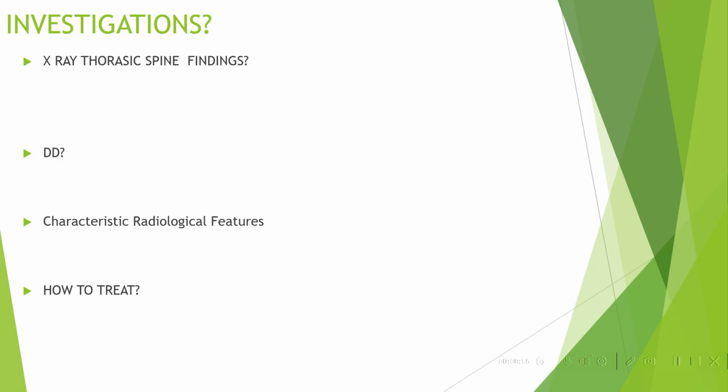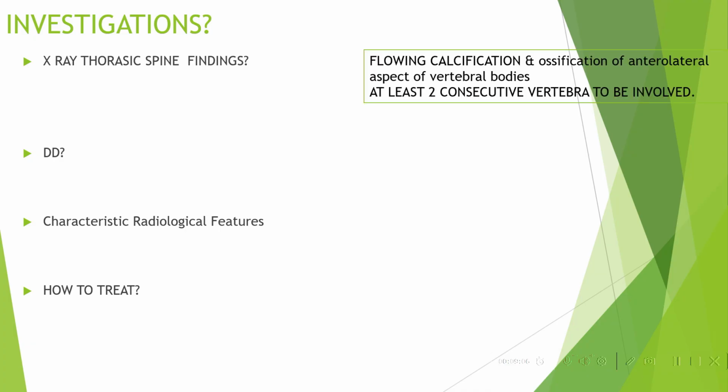On the X-ray of the thoracic spine, as we saw, there were anterior as well as right-sided longitudinal ligament calcifications. Usually the typical finding would be a candle wax flowing calcification and ossification of the anterolateral aspect of the vertebral bodies. At least two consecutive vertebrae need to be involved. Commonly on the right side, that's why right-sided pain. It is unilateral, not bilateral like ankylosing spondylitis.